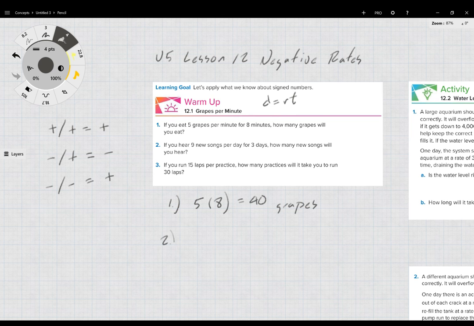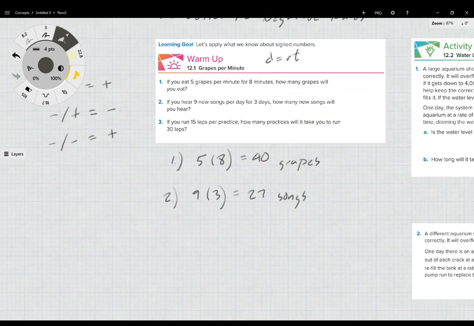All right, number two. If you hear 9 new songs per day for 3 days, how many new songs will you hear? Well, my rate is 9 songs per day. We're doing that for 3 days. And so 9 multiplied by 3 is 27 songs. 27 new songs in 3 days, that's pretty good.